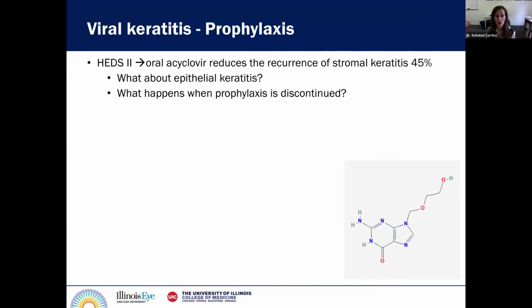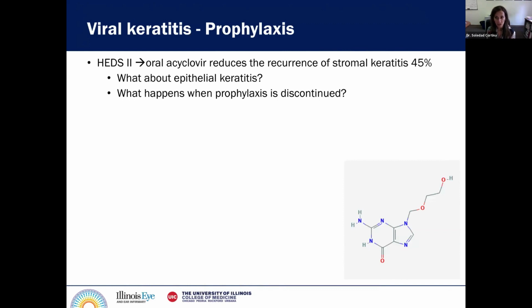For example, we know that it reduces the recurrence of stromal keratitis. Does this still apply to epithelial keratitis? Or to uveitis? We pretty much think yes, but it was not assessed in this study. And what happens when the prophylaxis is discontinued? For how long have we had to use this prophylaxis? The study only used prophylaxis for 1 year, and then they tested recurrence after that.